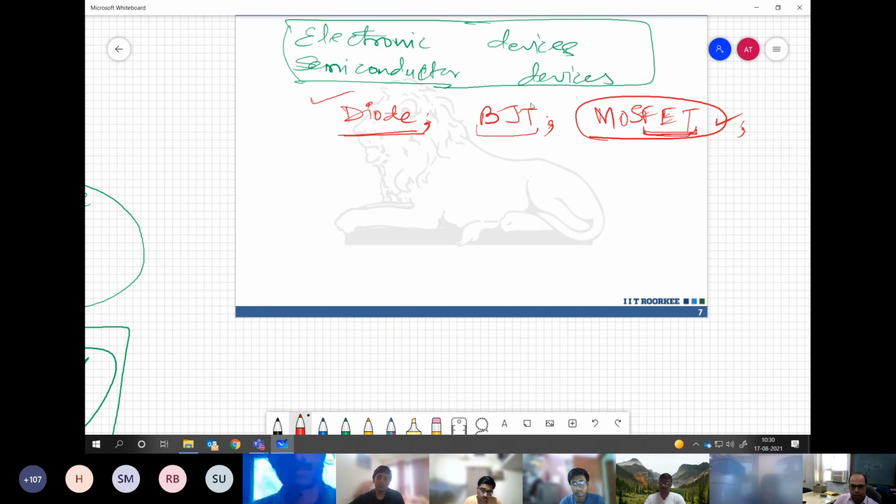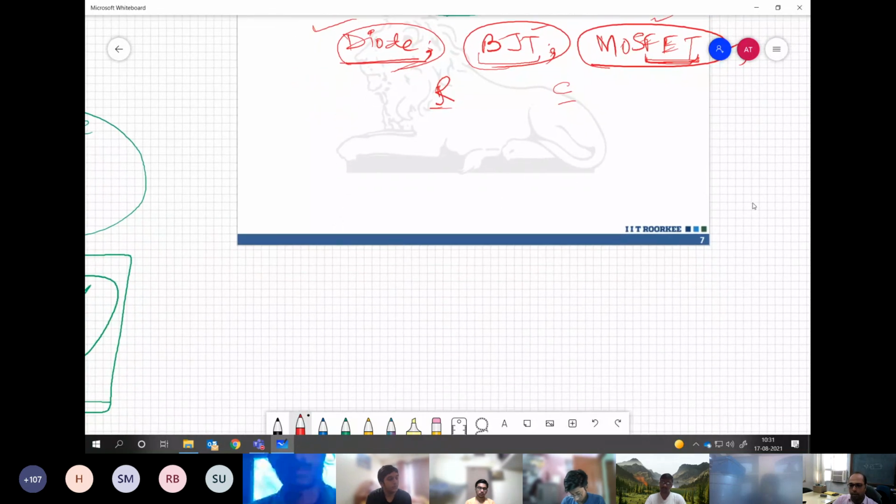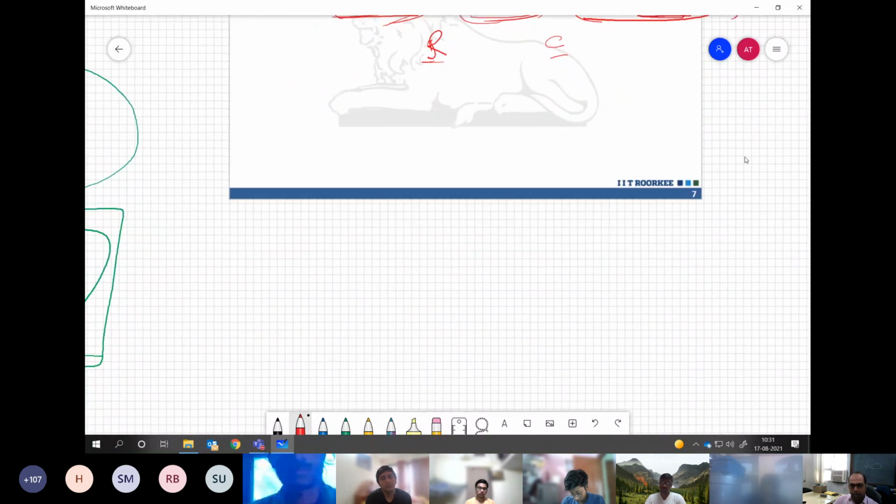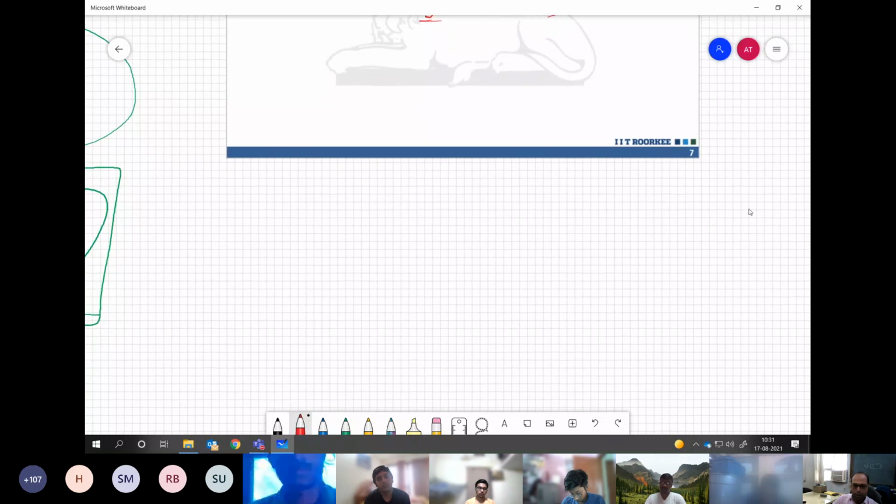So in combination with some resistance and then sometimes some capacitor and all that, we realize all our digital circuits. Now, how are we doing this? What are the properties of these devices which are allowing us to go for these kinds of circuits, which give us the liberty to form such circuits, AND, OR, all these kinds of operations? So first, let us talk about diode. So what do you mean by diode?